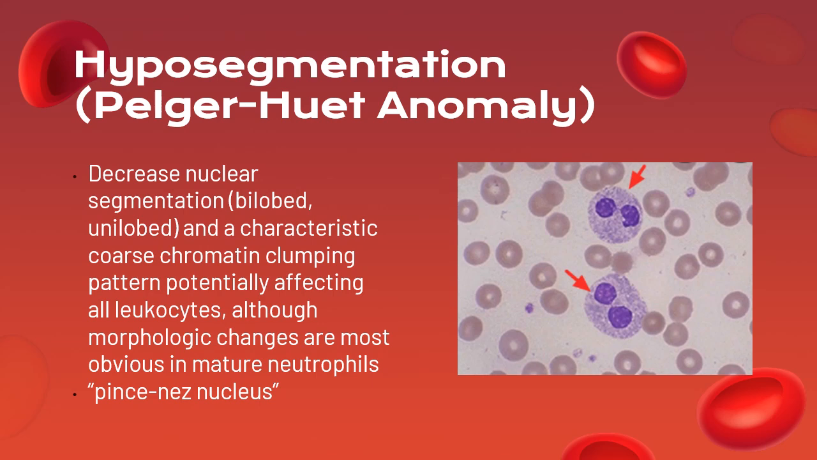Hyposegmented naman, o Pelger-Huet anomaly. Okay? So, decreased nuclear segmentation naman, bilobed or unilobed lang na neutrophil, and a characteristic coarse chromatin clumping pattern potentially affecting all leukocytes, although morphological changes are most obvious in mature neutrophils. Ang other name din sa kanya, or other term, is Pince-Nez nucleus.